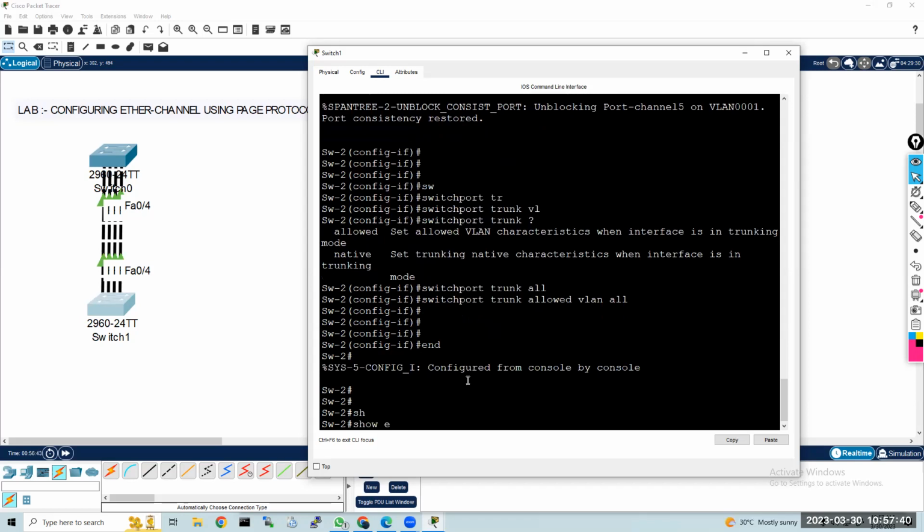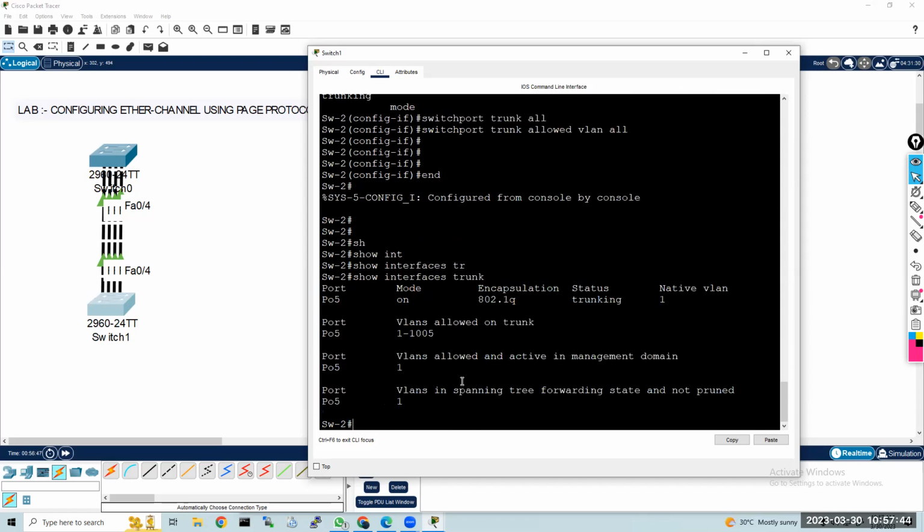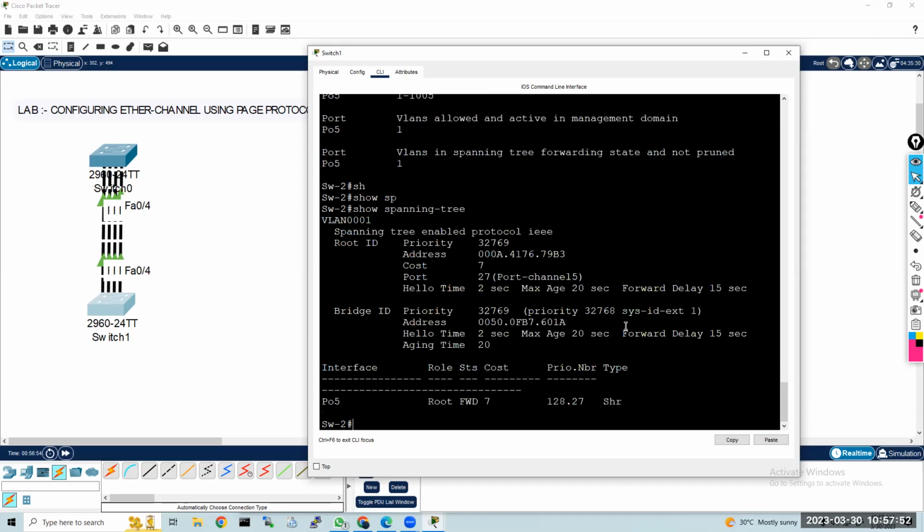Show, okay, show interface trunk. So this has become your trunk link. Okay, show spanning tree. We can see, right, 7. Yes, this is the bandwidth. This is your bandwidth.